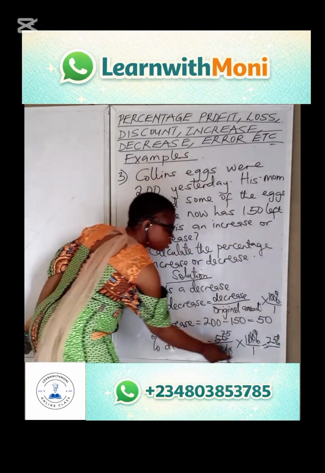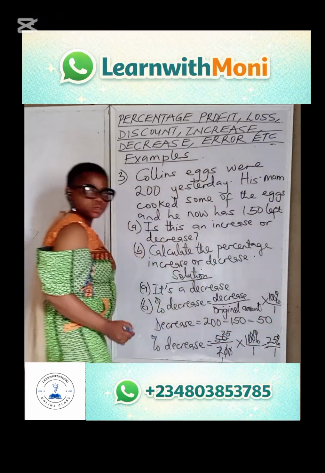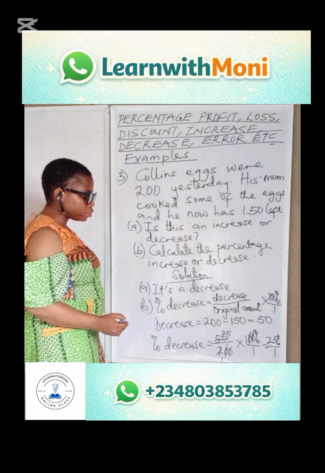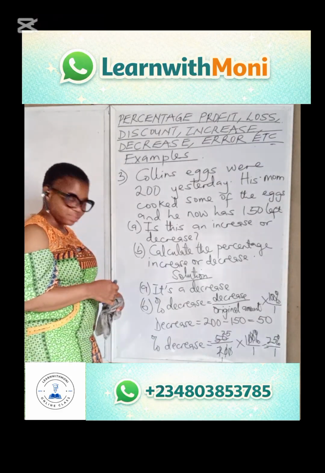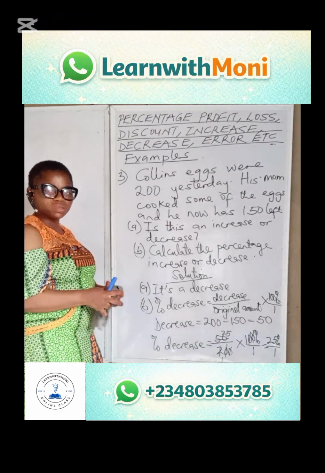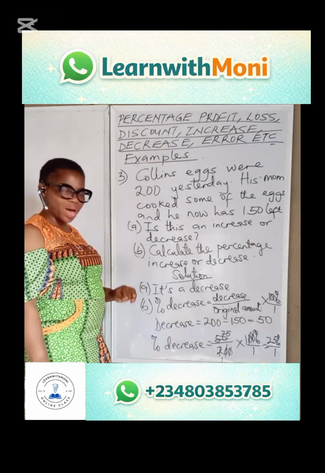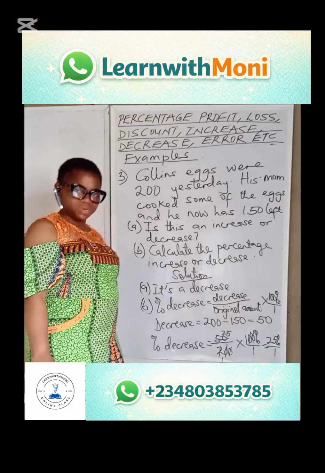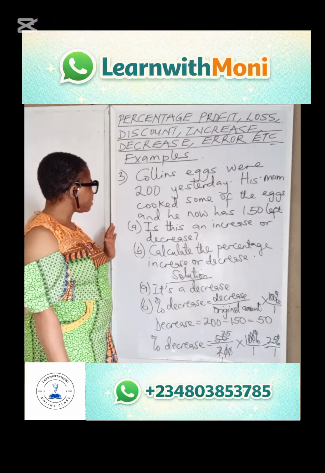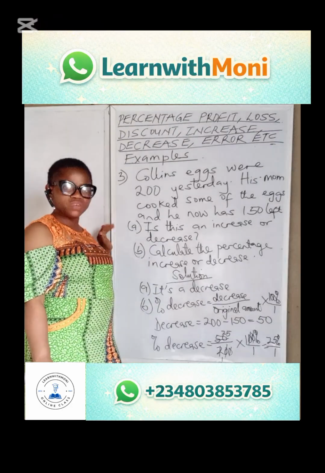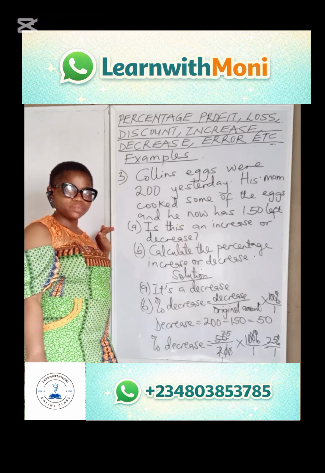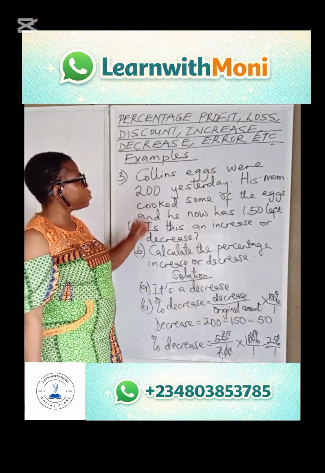over 1 times 1, 1. So that's 25% over 1. And we know that 25% divided by 1 is actually 25%. That means Collins' eggs has reduced by 25%. And that is the percentage decrease of the eggs. Let's take one example on error.